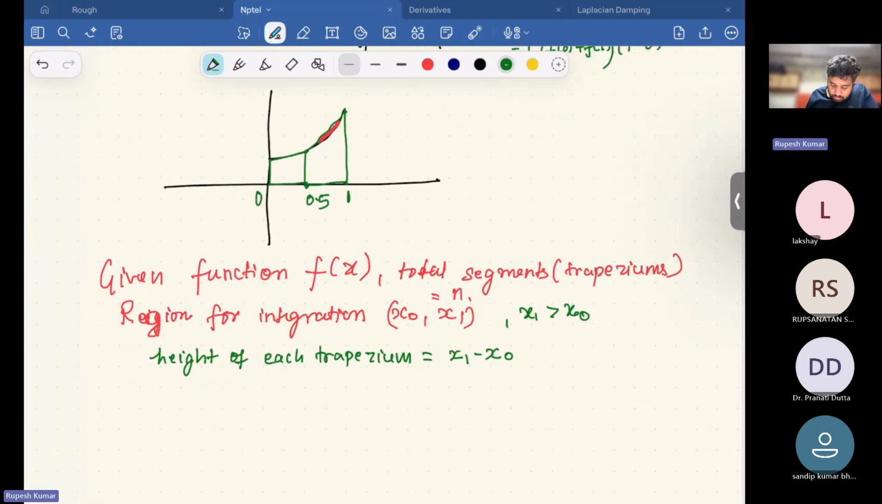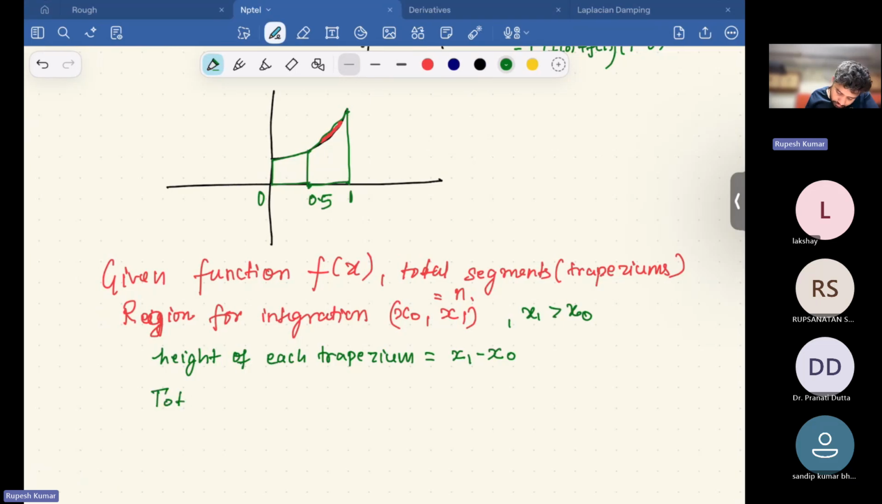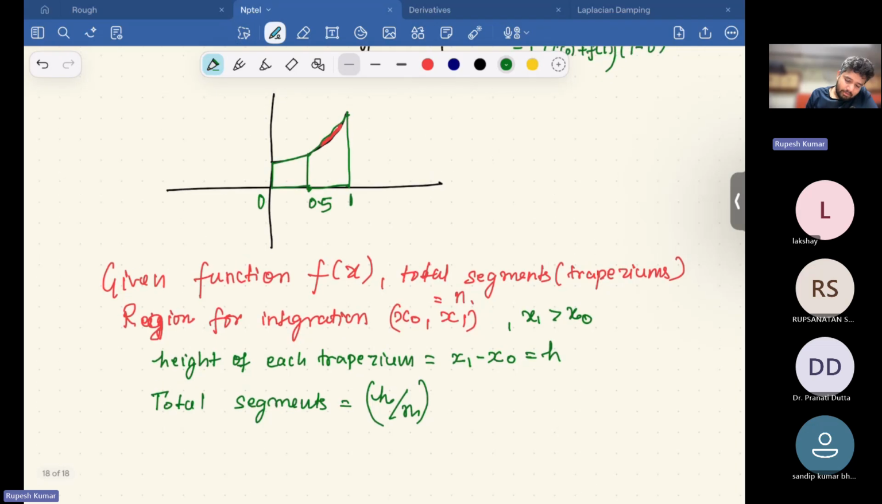Height for each trapezium is this. And then you can define the total segments. Total segments would be height, which is h. Let's call the height as h. So h by n, right? So total segments would be h by n, and we will be taking integral number of such segments, right?